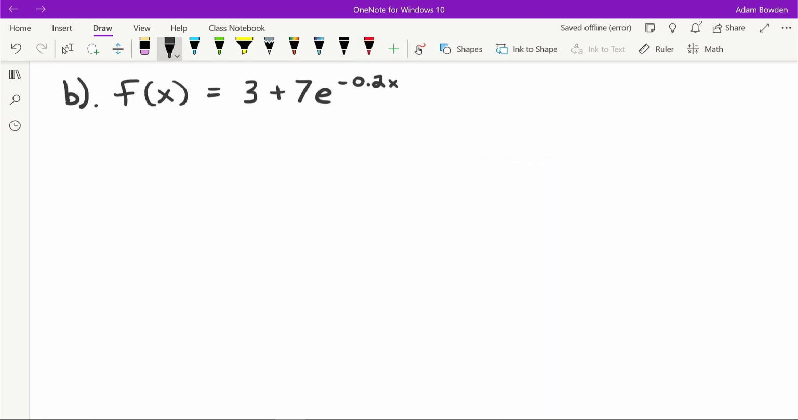Here's a function that goes f of x equals 3 plus 7e raised to the negative 2x power. Now, before I jump into all the analysis of this particular function, let me just mention in general some of the behaviors of exponential functions.